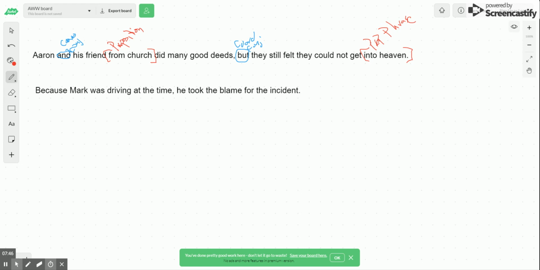Next, because Mark was driving at the time, he took the blame for the incident. Well, this first bit cannot stand alone as a sentence because of this word because. If you were to take because out, Mark was driving at the time, that's a standalone sentence. But this word because, this subordinating conjunction, makes this into a dependent clause. And so it must be connected to this independent clause: he took the blame for the incident.